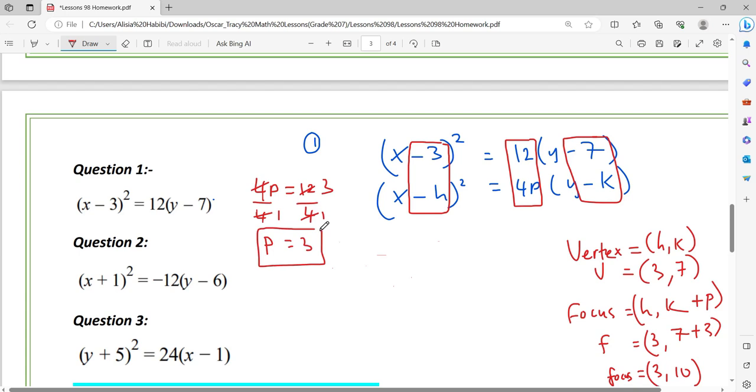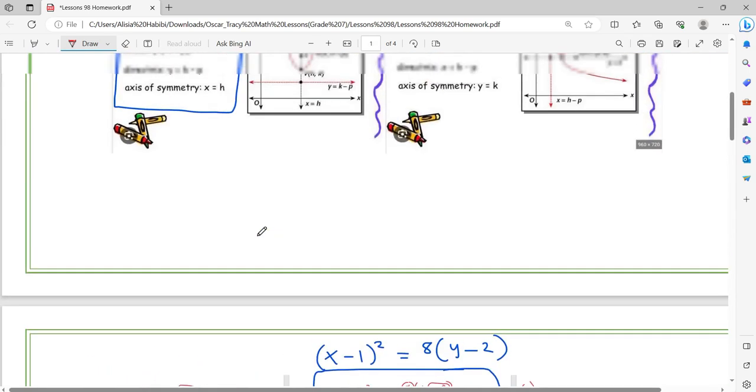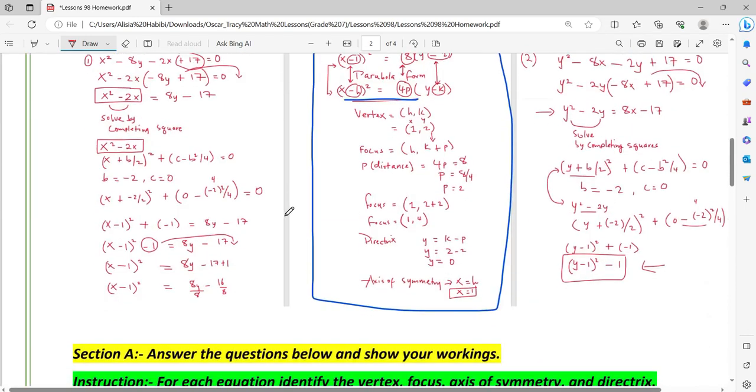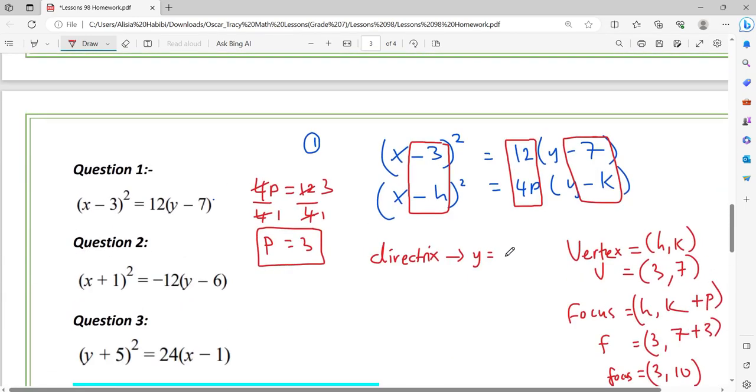Just align it to the parabola form. Now we're looking at the directrix. The directrix says y is equal to, and according to this formula it is k minus p. We're going according to the formula with the form of the parabola that we're using. What is our k? We already know k is 7. So y equals 7, and our p we already know is 3, so 7 minus 3. That means y is equal to 4. So this is your directrix right here.